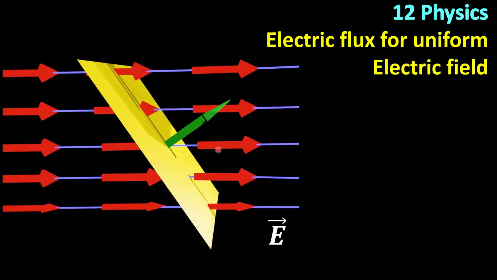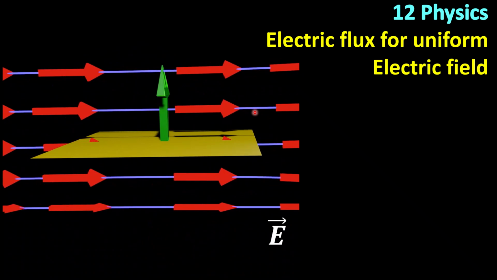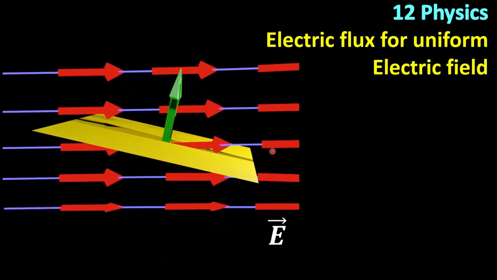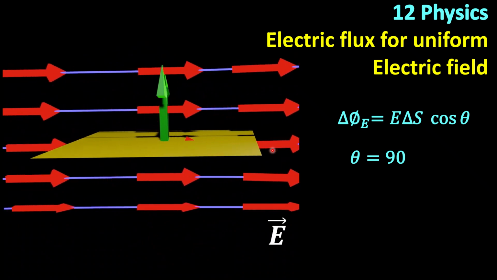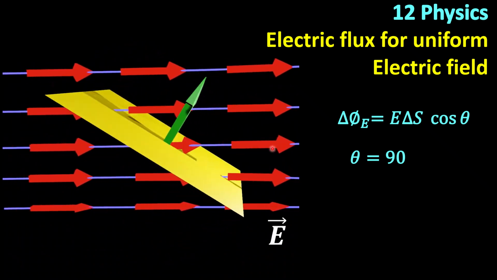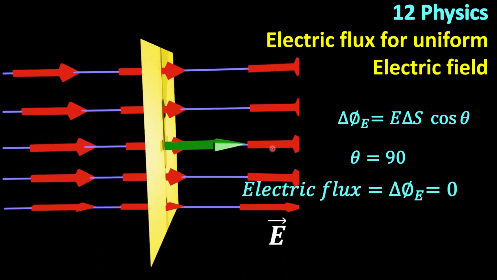In the same way, when the area vector is perpendicular to the electric field vector, electric flux is minimum because theta is equal to 90 degrees, cos 90 is equal to 0. So the electric flux, that is delta phi, is equal to 0.